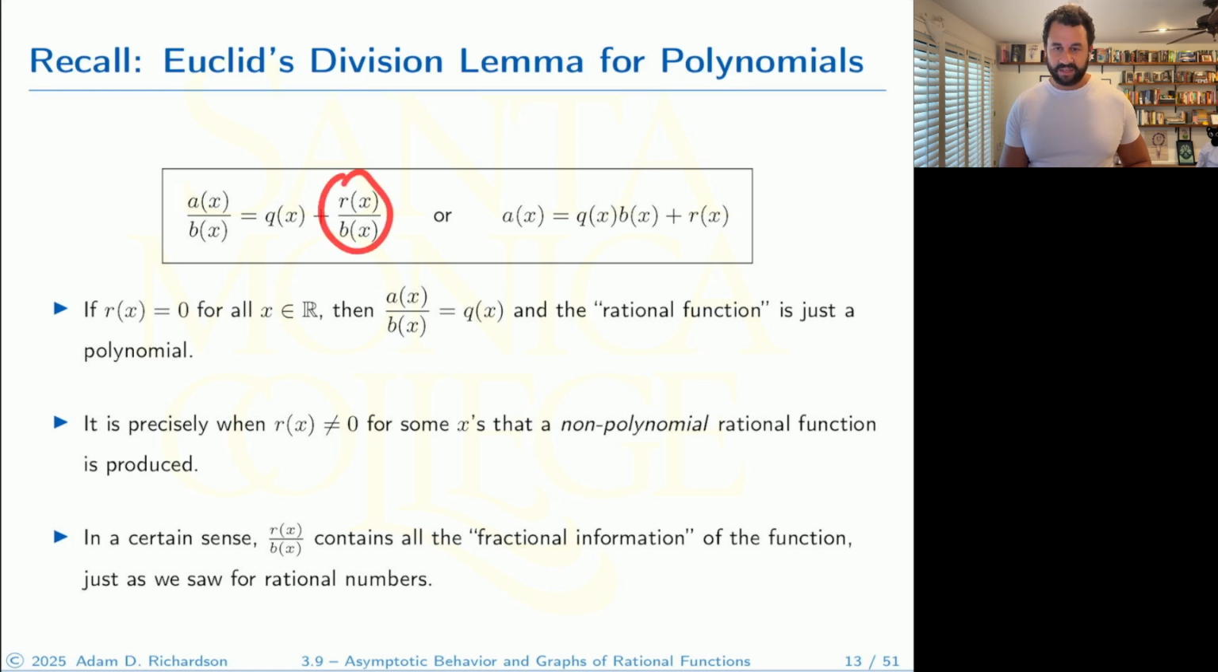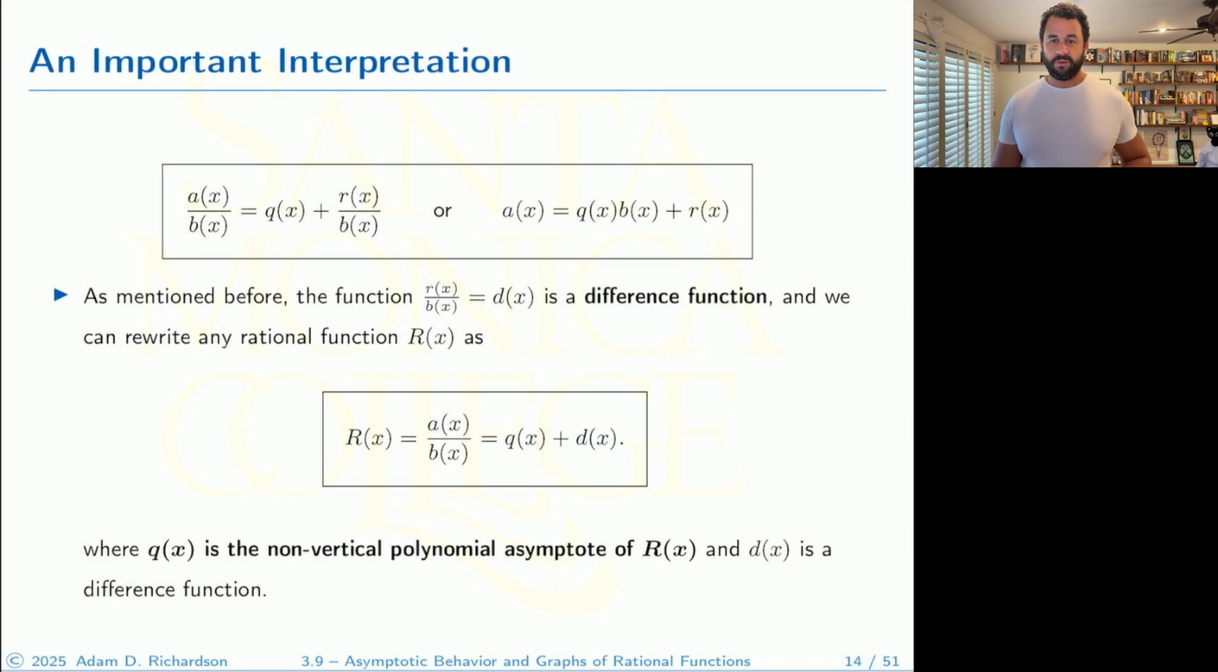And this has all the fractional information of the function contained in it. All right? Okay, so I mentioned this before. We didn't use it exactly, but we're going to use it a lot in this section. So this function, this fractional part, r of x over b of x, we can call it d of x because it is quite literally a difference function. And this is the interpretation that I really want you to take away from this section and beyond.